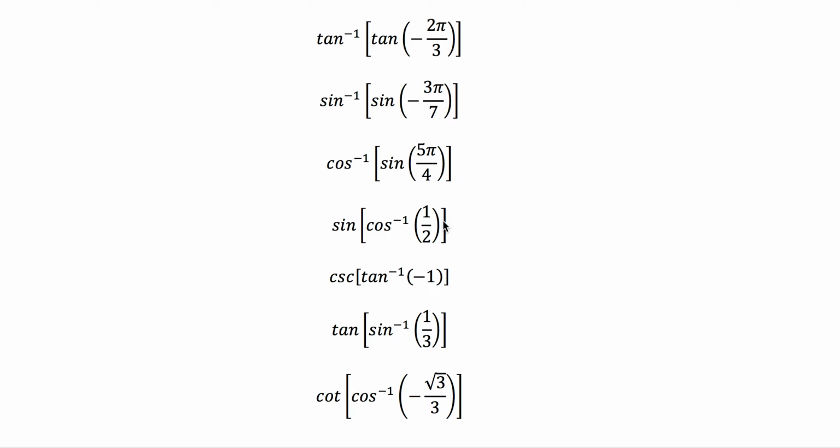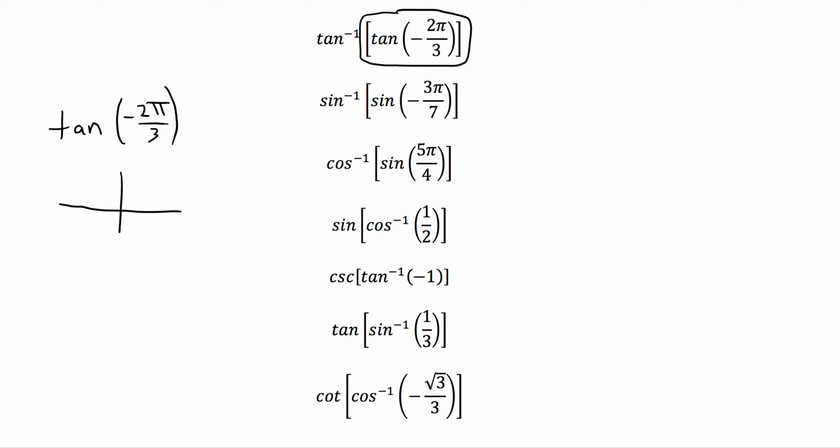So let's start with the first one, tangent inverse of tangent of negative 2 pi over 3. And let's see what we can do with that. All right, so what I'm going to do first on this one is I'm going to deal with what's inside the parenthesis first. All right, so I'm going to come off to the side somewhere, and I need to figure out what tangent at negative 2 pi over 3 is equal to. So let's go ahead and draw that angle and think about a reference angle.